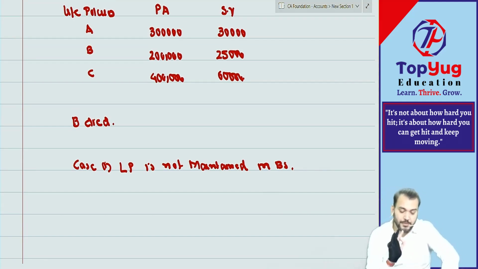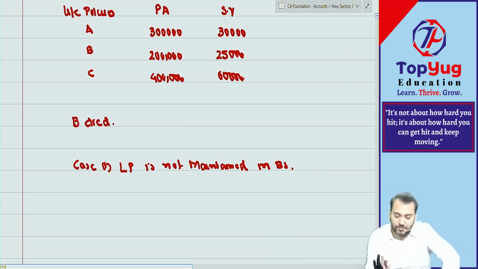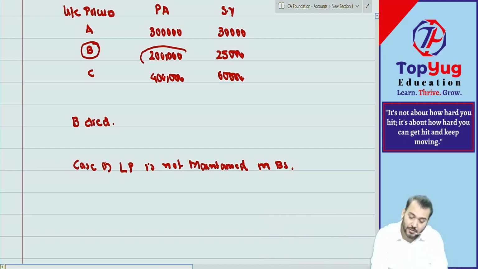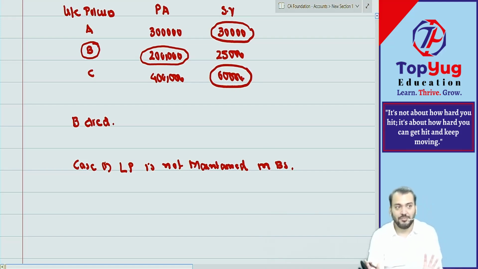बताओ. JLP is life policy is not appearing in balance sheet. My question to you all: B died. Which amount is relevant? For A, which amount is relevant? For C, what amount is relevant? Understood? This too you have said correctly.